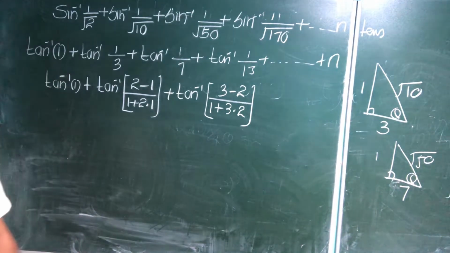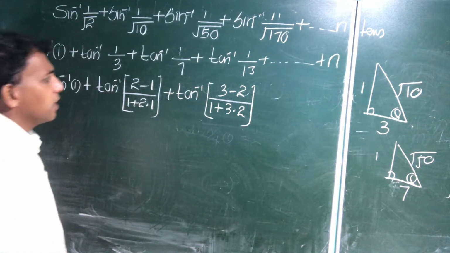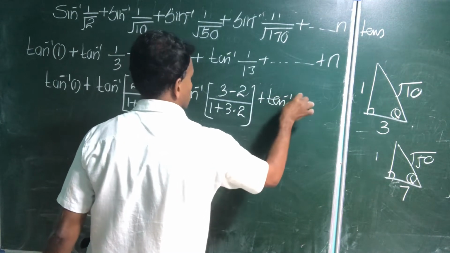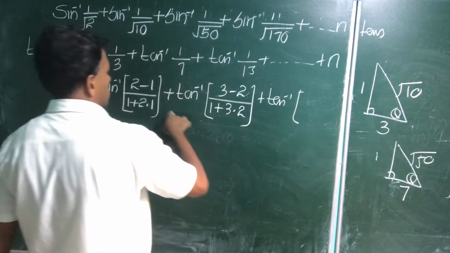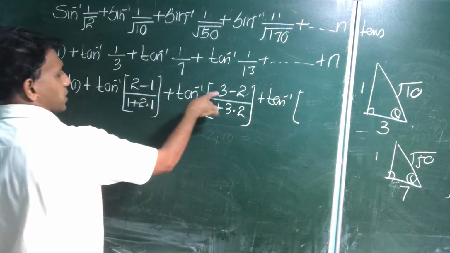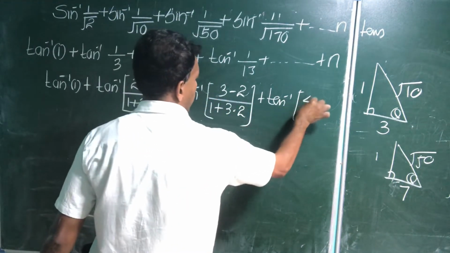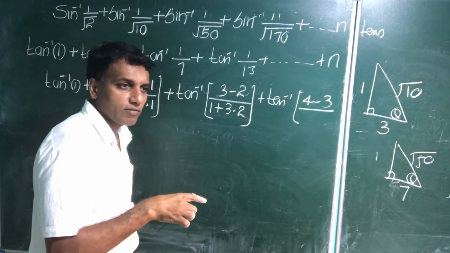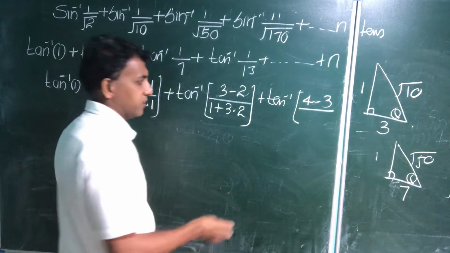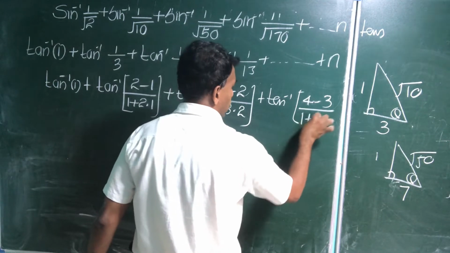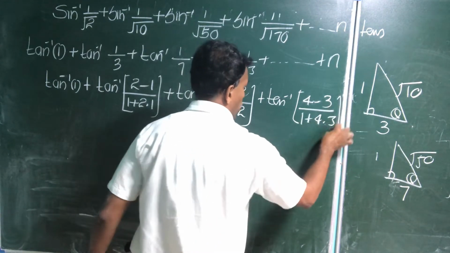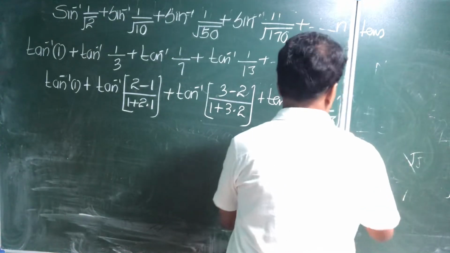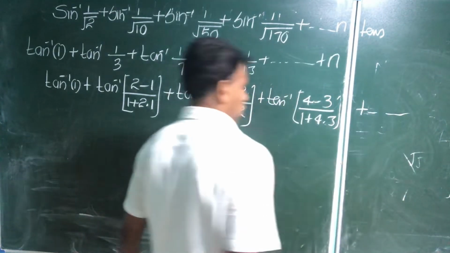Okay, in that case, finally, try the next one also. How is the 1 over 13, tan inverse? Here first term, second term, third term, next one, 4 minus 3, 1 plus 4 into 3, 12 and 1, 13, right? And so on, it goes up to n terms.